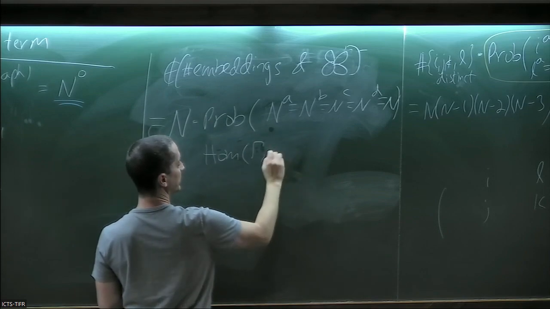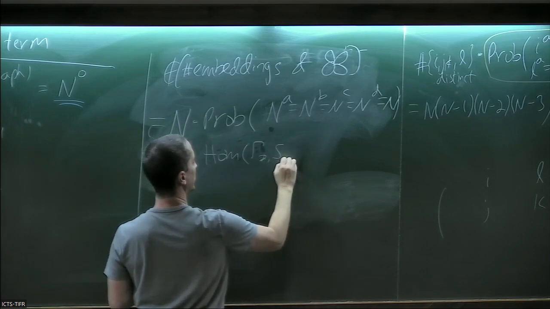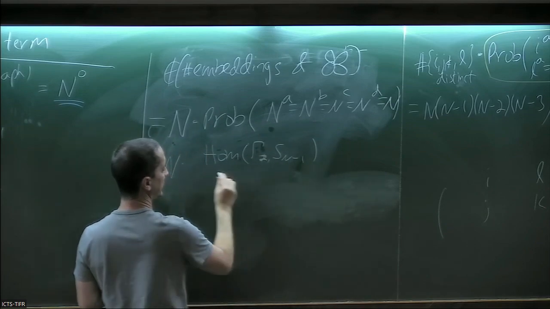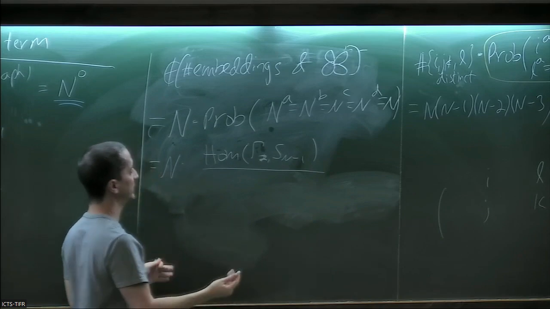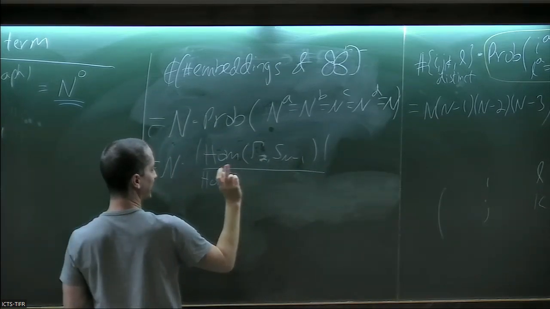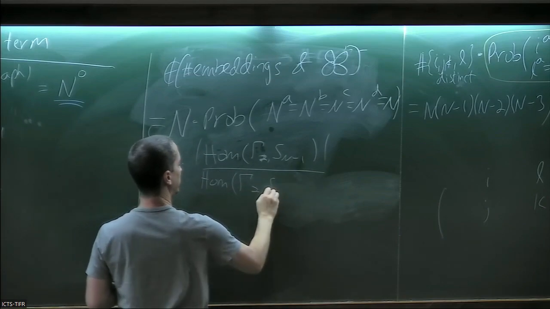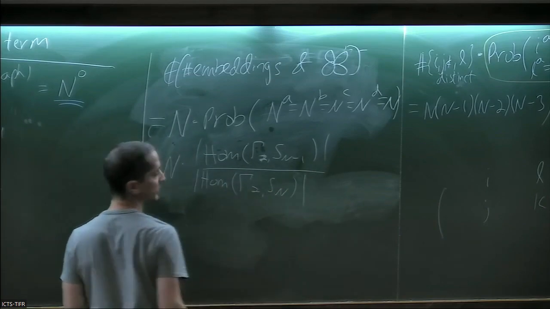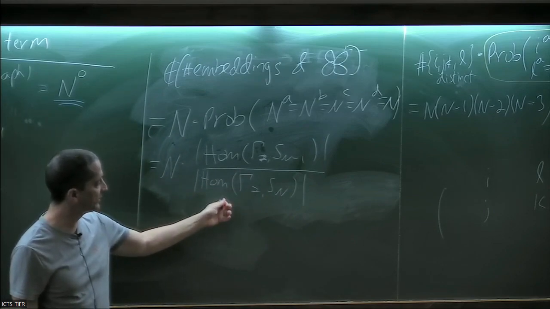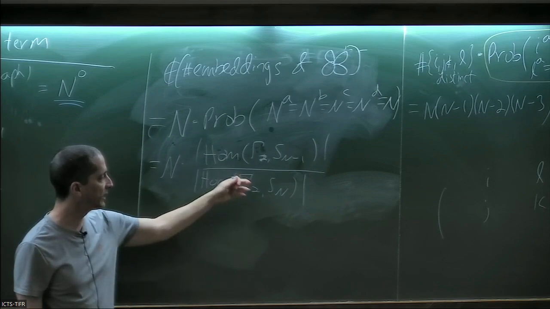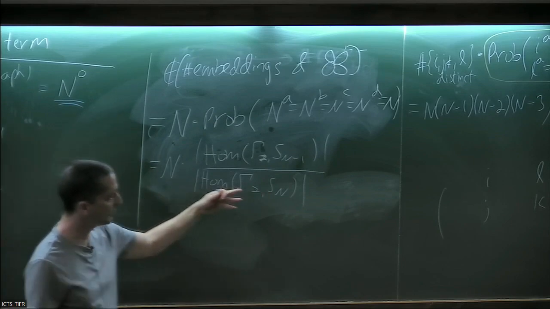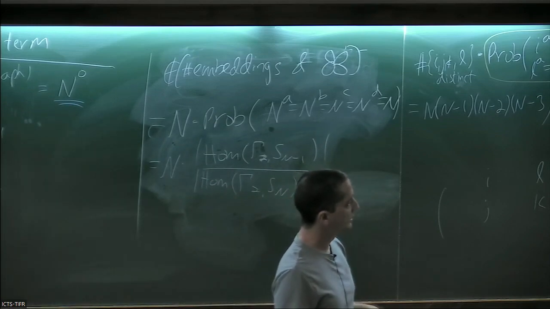This is exactly the number of homomorphisms from gamma 2 to Sn minus 1, because everything else is independent, and this is over the total number of homomorphisms. By what we said last time about the size of this, it is roughly 1 over n cubed, and together with the n, we get 1 over n squared.